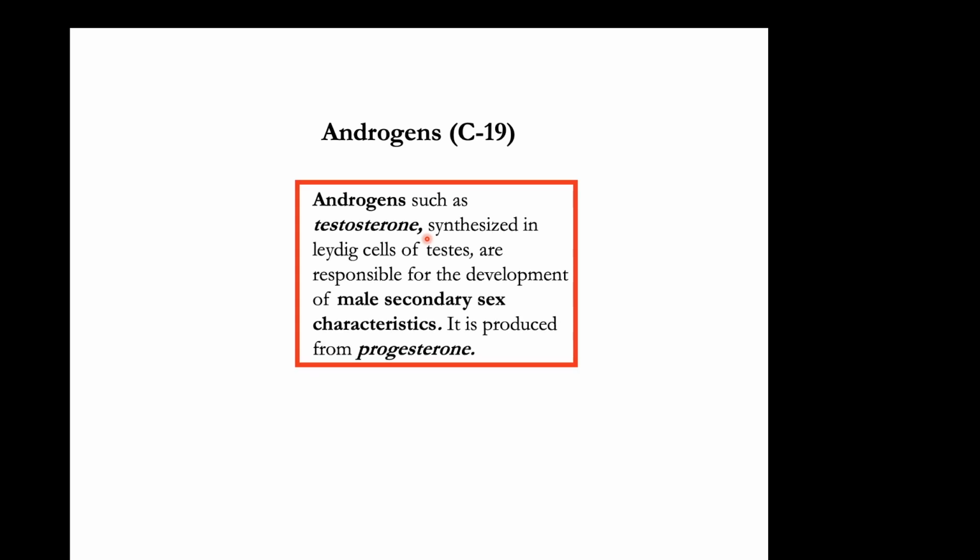Now the last is the androgen, and the primary androgen in our body is testosterone. This is the male sex hormone, and it produces all the secondary sexual characteristics among males. It is synthesized from progesterone by sequential pathways. We will discuss them in the forthcoming slides.